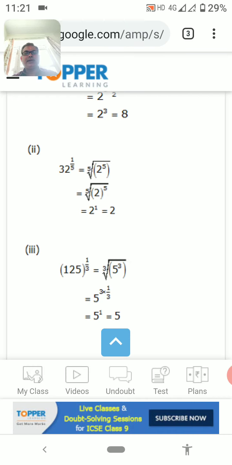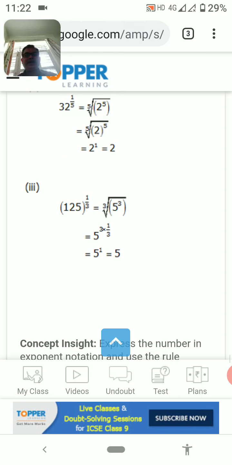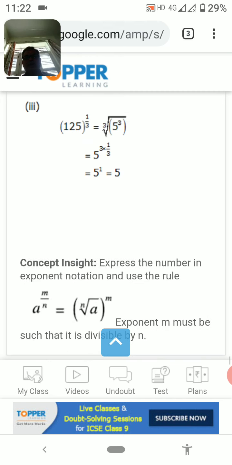32 raised to 1 by 5. So it is the fifth root of 32, or 2 raised to 5, 32 means 2 raised to 5, and 1 by 5 means fifth root. It is in radical form. 32 raised to 1 by 5 is in exponential form. So the fifth root and raised to 5 get cancelled. So 2 raised to 1 is equal to 2. 125 raised to 1 by 3 means cube root of 125. What is the cube root of 125? It is 5. So 5 cube into 1 by 3 means 3 cancels. 5 raised to 1 is equal to 5.